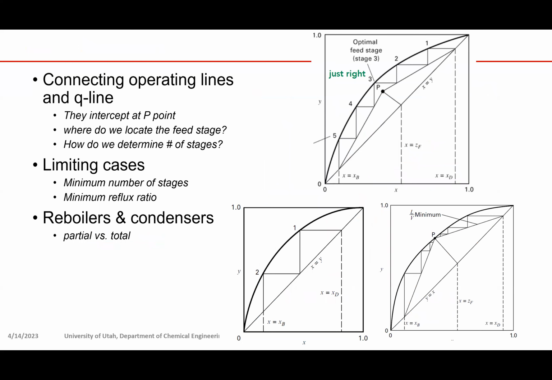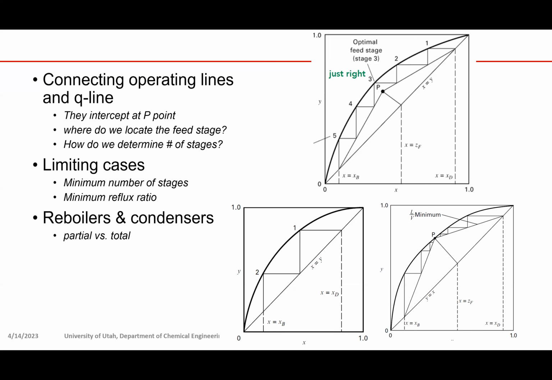Then once we have the operating lines and Q lines, we can connect all of them on this XY diagram, right? And they're going to intersect at a point, P point, right? So if we know the Q line and the rectifying section operating line, and if we know the bottom composition, we can draw the operating line for the stripping section. So if you were given a system like this, you need to know, first of all, where do we locate the feed stage and how do we find out the number of stages?